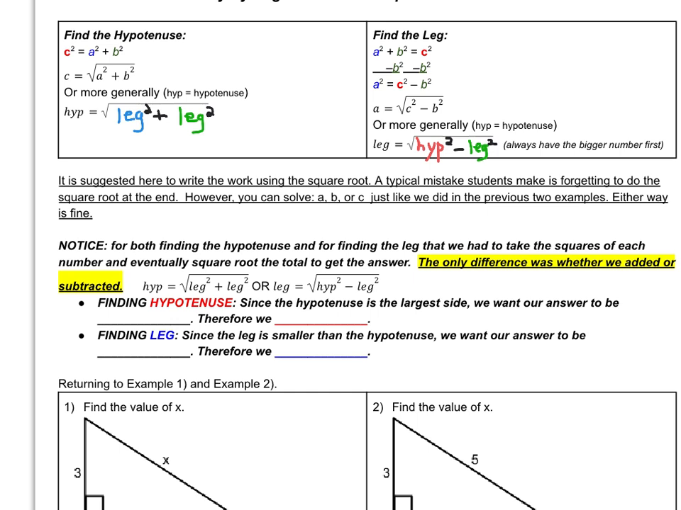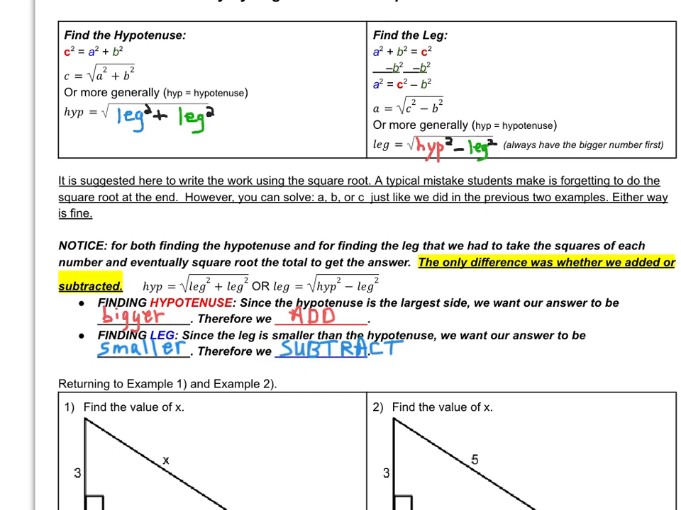How do we know? Well, when we're finding the hypotenuse, since the hypotenuse is the largest side, we want the answer to be what? Bigger or smaller? Bigger. And because we want our answer to be bigger, should we add or subtract? Add. If we want the largest side, that means it has to be the biggest number. That means you're going to add, not subtract. Now, using similar logic, when we're finding a leg, since the leg has to be smaller than the hypotenuse, we want the answer to be smaller, of course. Therefore, are we going to add or subtract to make our answer smaller?